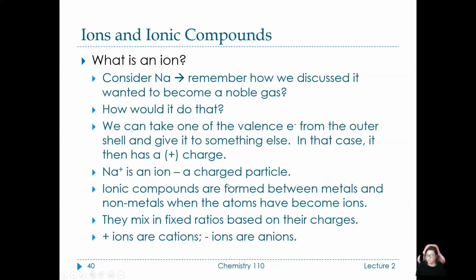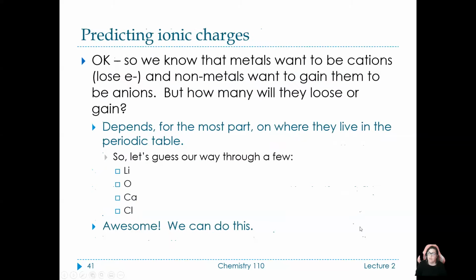It's a charged particle. Ionic compounds are formed between metals and nonmetals when the atoms have become ions. So ionic compounds form between metals, stuff on the left side of the table, and nonmetals, stuff on the right side of the table. They mix in fixed ratios based on their charges. Now, positive ions are cations, negative ions are anions. So we know that metals want to be cations, they want to lose electrons, and nonmetals want to gain them to be anions. But how many will they lose or gain? That depends, for the most part, on where they live in the periodic table. So let's guess our way through a few.